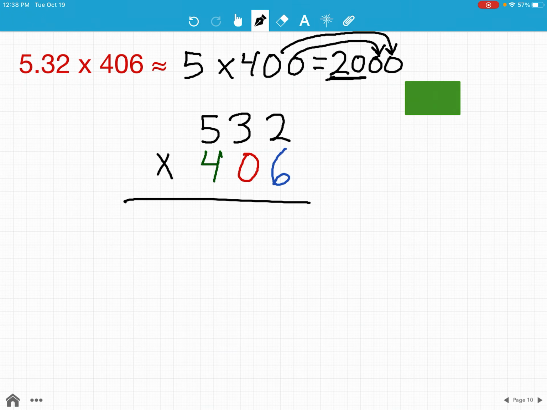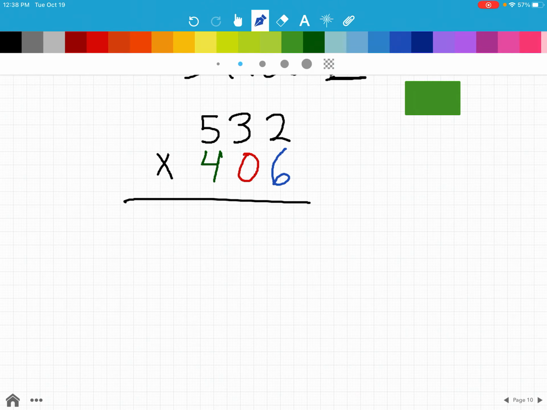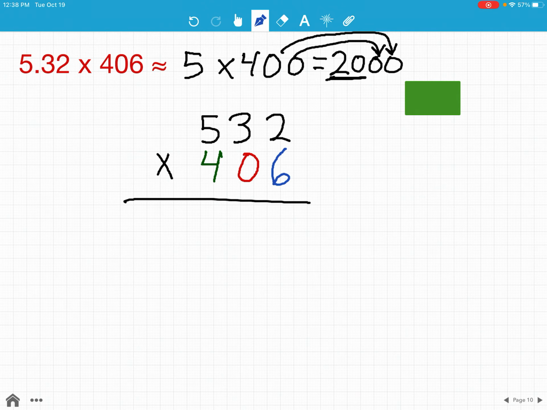All right, so let's do it again with a different problem. This problem has a 0 in it. We have 5 times 400, and we got 2,000 as our estimate. So here again, we're going to do 532 times 6. So 6 times 2 is 12. Here's my 12. Then I'm going to do 6 times 3 is 18, plus the 1 is 19.